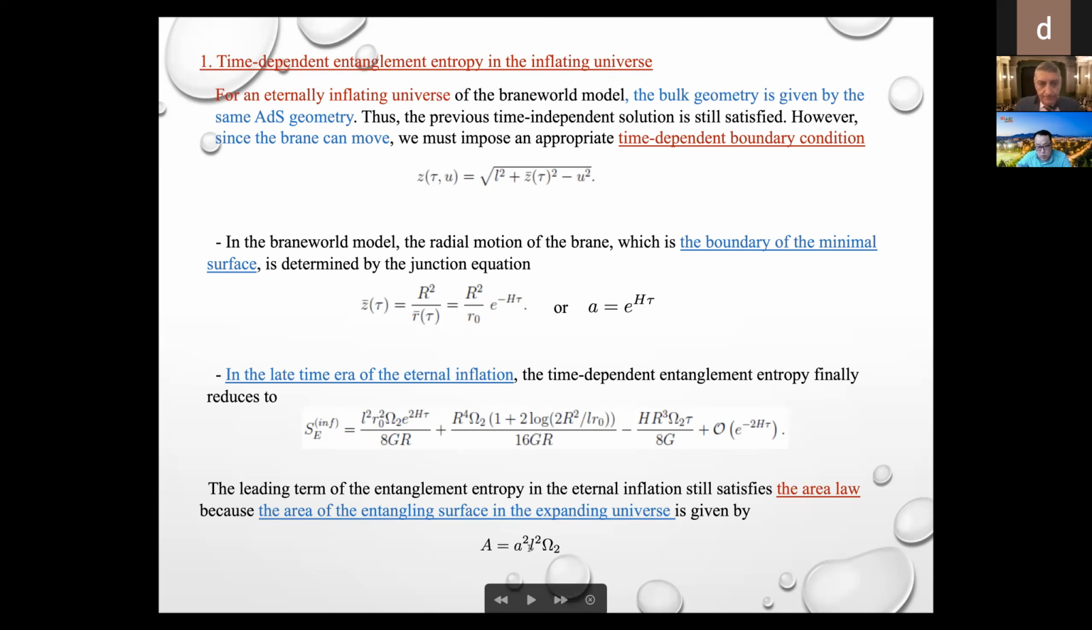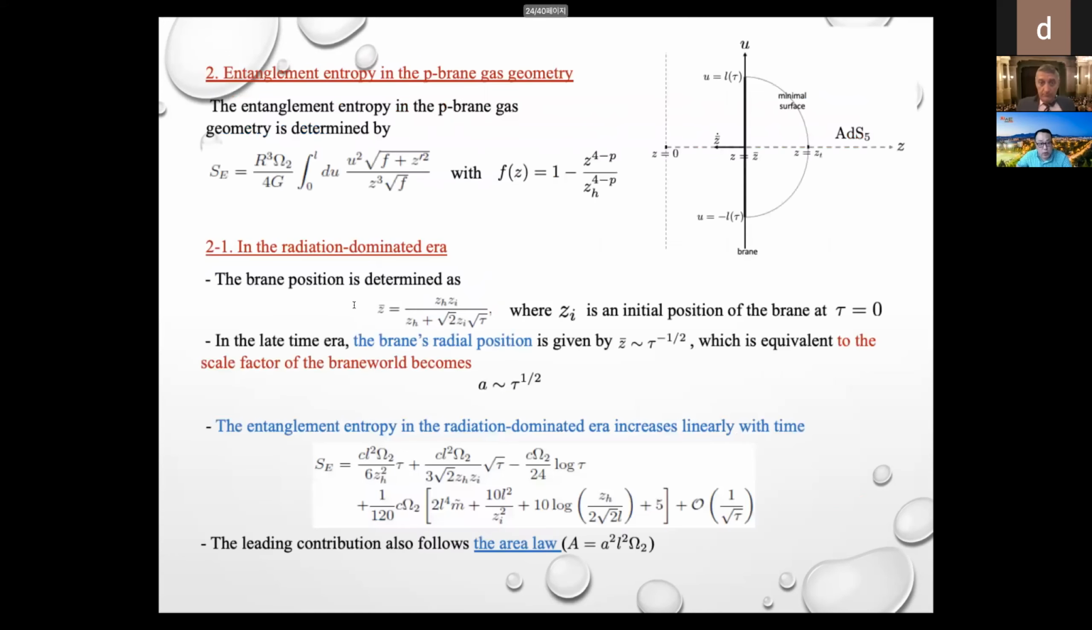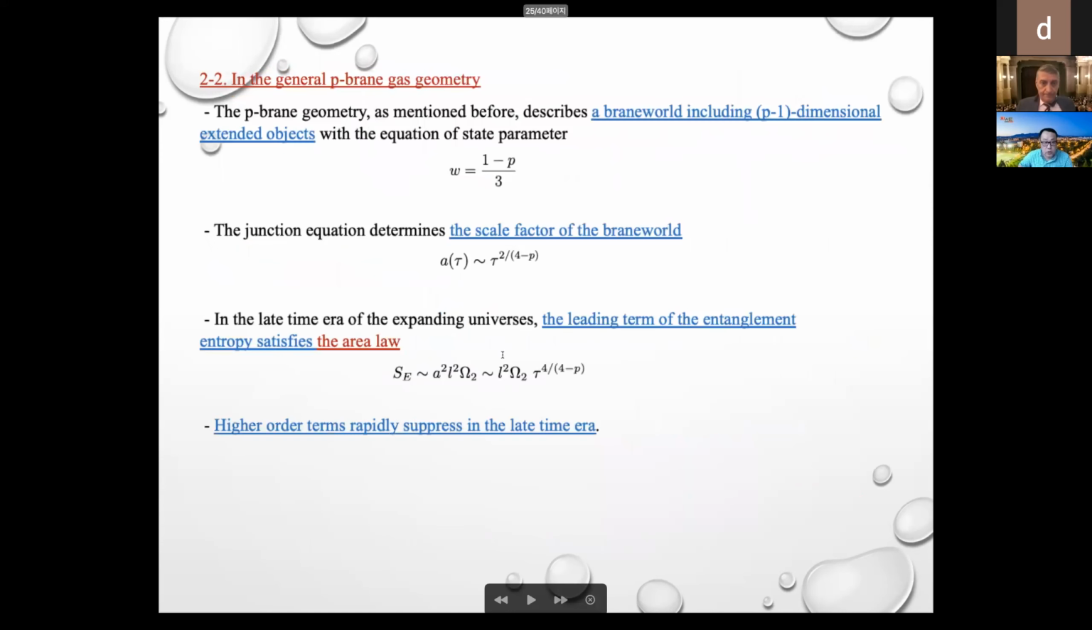Because the space-time expands, the length is given by A L. So this term is also proportional to the area of the entangling surface. So even in the time-dependent case, this result shows that entanglement entropy follows the area law. So this is the inflation case. We also consider the p-brane case, and I show that this is the final result. If we consider some power law expansion, then the scale factor depends on time like that.